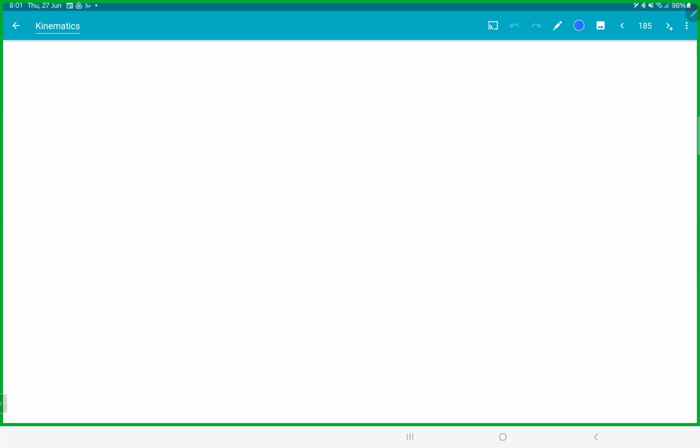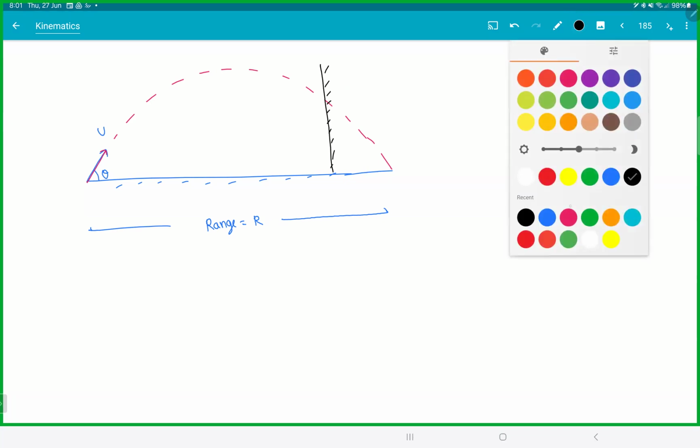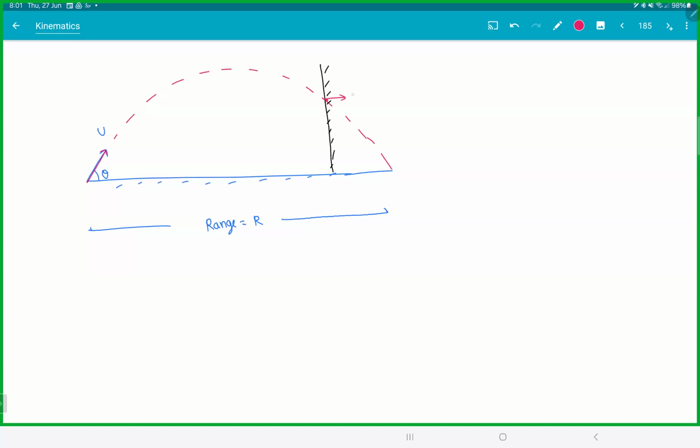Let's see. Look at the idea here. When you're projecting with u and theta, think of it like this: if there was no wall, nothing, you would have just gone and landed somewhere here, which was the range. Now the moment you kept a wall here, at this point the velocity has u cos theta as the horizontal component, and the vertical component is vy, isn't it? If there was no wall.